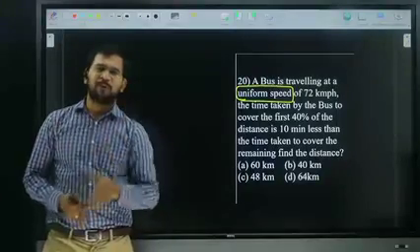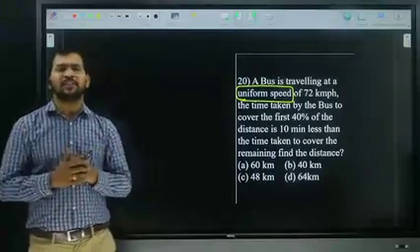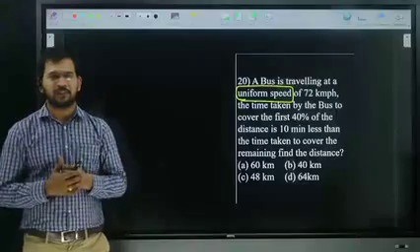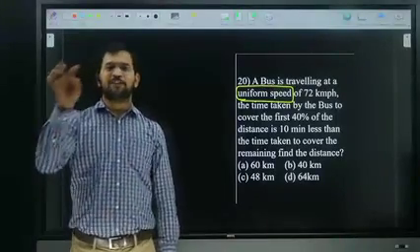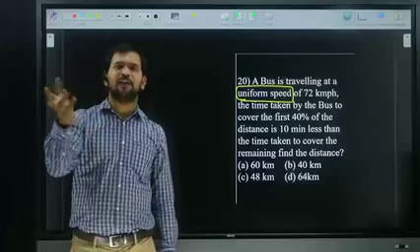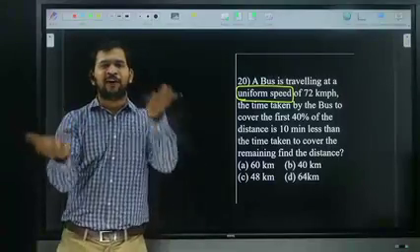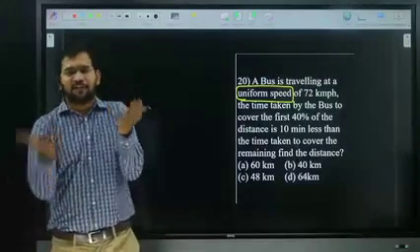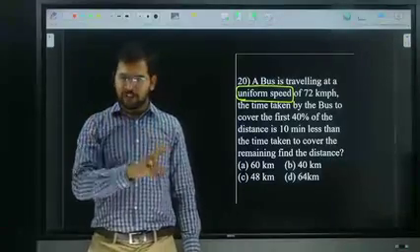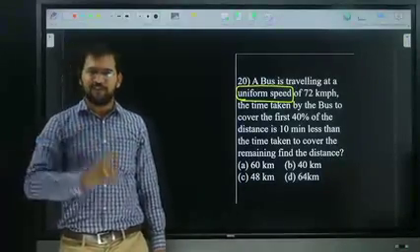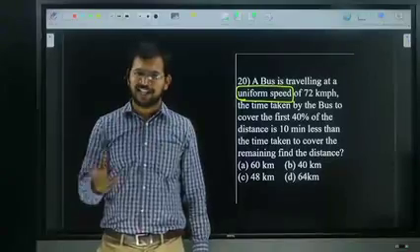First of all, I will explain orally. Whenever speed is constant, distance and time are directly proportional to each other. Here the given distances ratio: the first 40% of the distance, therefore the remaining distance is 60%. 40% is to 60%, nothing but distances are in the ratio 2 is to 3. If distances are in the ratio 2 is to 3, therefore times are in the ratio 2 is to 3, directly proportional.